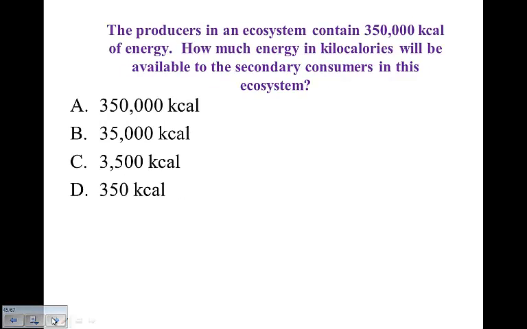All right, so, oh, here's math. Yay, here's the math. Okay, so the producers, okay? I want you to think back to that pyramid. Look at your pyramid. The producers in the ecosystem contain 350,000 kcals. This is kilocalories. So kcals, that's just the unit of how we measure energy. So they have 350,000 kcals. How much energy is available to the secondary consumers? So look at your chart and you're going to multiply that percentage times the original percentage here to come up with the answer. Write the answer on your paper.